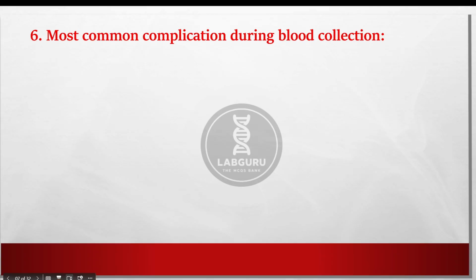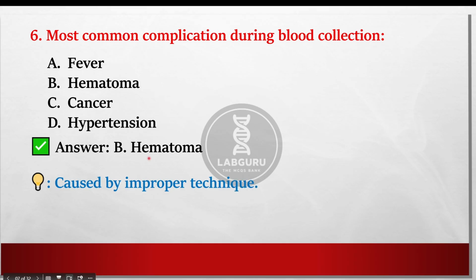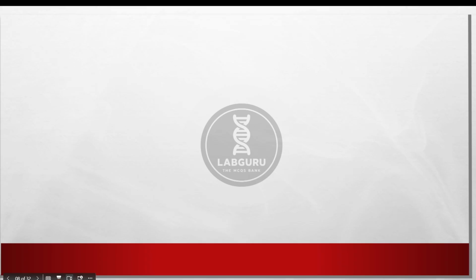Most common complication during blood collection. When doing the blood collection, what is the most common complication? Option A is fever, option B is hematoma, option C is cancer, and option D is hypertension. So which one is the most common? The right answer is hematoma. Hematoma means swelling and clotting inside the tissue. It is caused by improper technique. Sometimes we insert the needle with bad technique, so multiple pricks can be done, causing hematoma, internal bleeding. Okay.